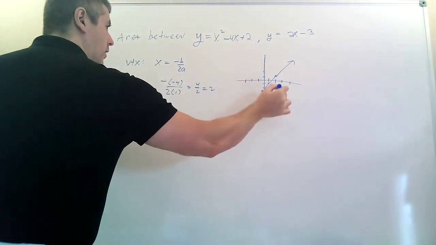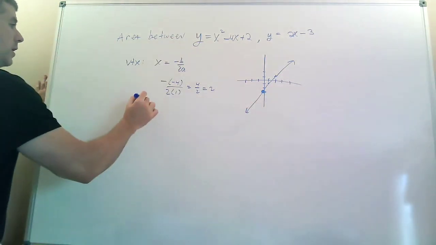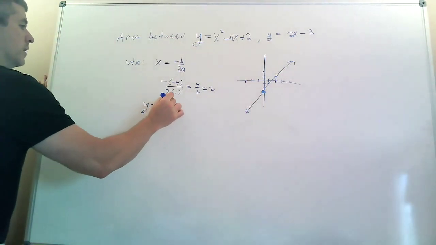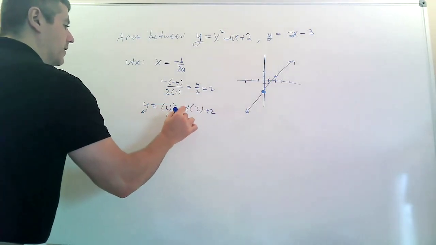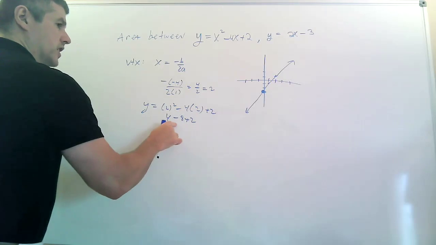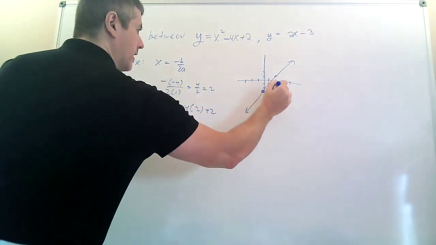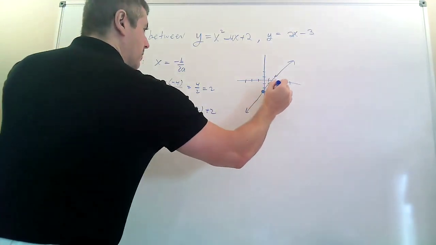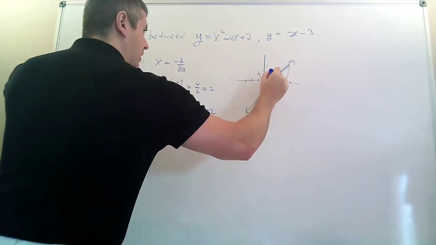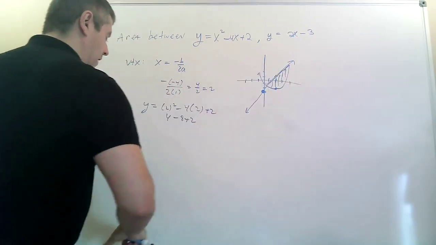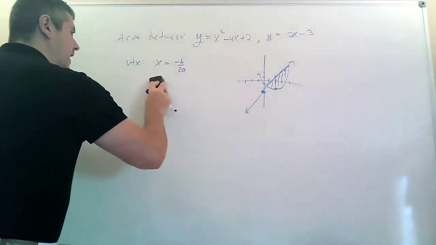So if it's up there or down there, I don't know. So I'm going to plug it in. Plug 2 to get the y value. But I could already see that's 4 minus 8 plus 2. So 6 take away 8 is -2. So that means that the vertex is right here. So that means that it's underneath. So it goes like this, and it goes like this, which means the line is above it. That's all I needed to know. That is the only reason that I had to do that.